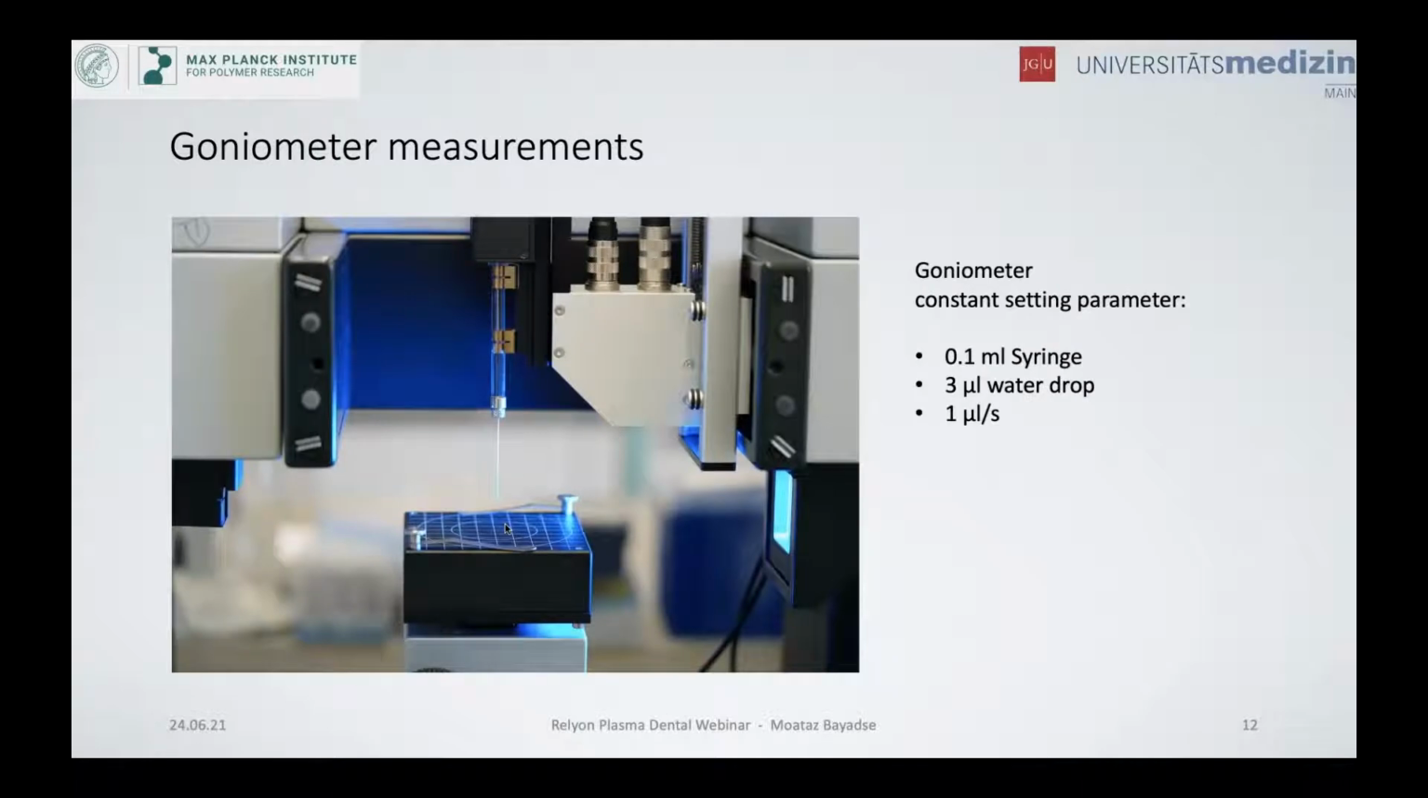So we have our samples, and now we can do our measurements on this device. It's a goniometer. Here you can see the camera, here you can see the light, and this is our syringe. This is the platform where the samples are placed. Our syringe was a 0.1 milliliter syringe, with a drop of water of 3 microliters at a speed of 1 microliter per second.